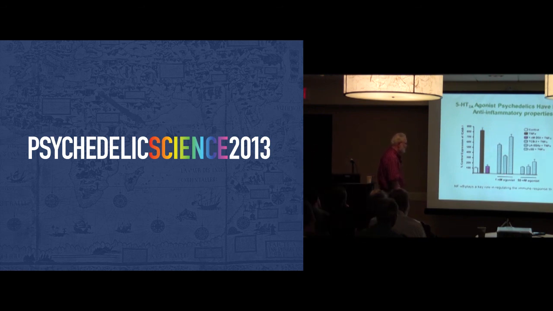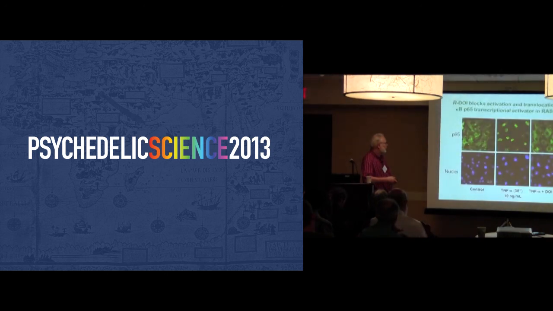So this is something he continues to look at, and I understand he's been able to block the induction of asthma in a rat model of asthma with DOI. So the serotonin 2A receptor, in addition to these central nervous system effects, may have very useful anti-inflammatory effects if this pans out. So that's something that I just call your attention to.